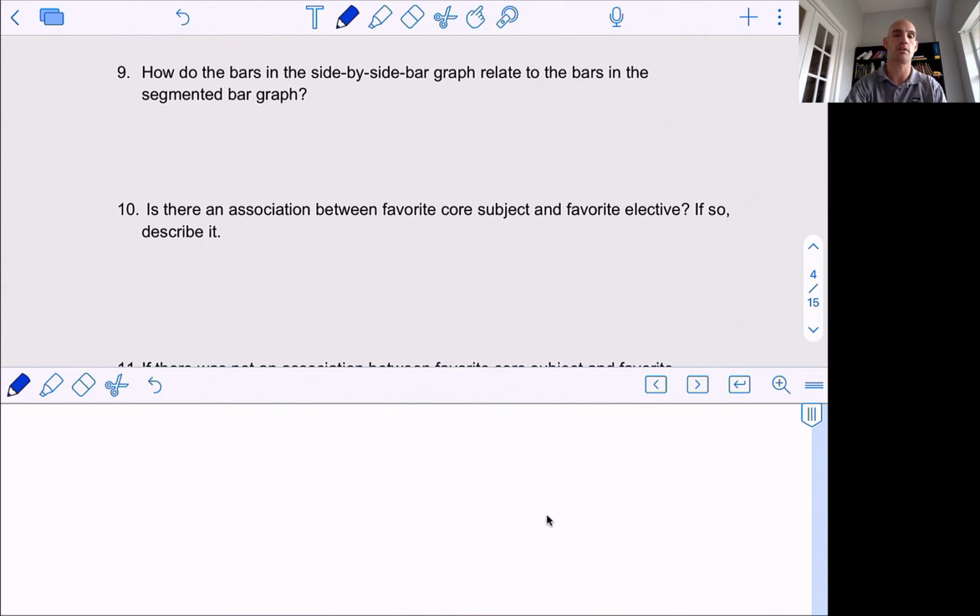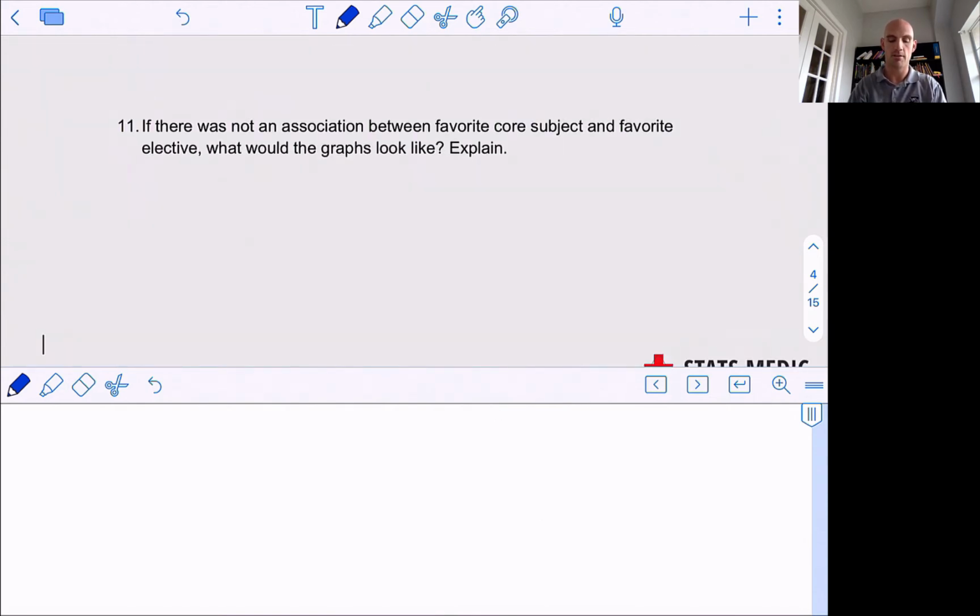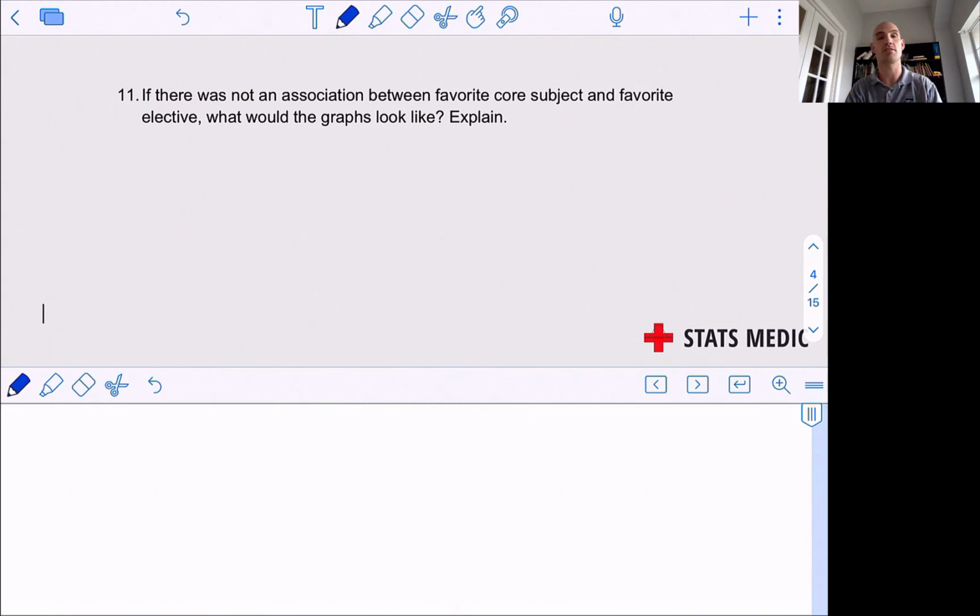Let's just think about this for a second. I actually want to bounce on to the next question and ask this in a different way. So if there was not an association between favorite core subject and favorite elective, what would that look like? If it wasn't true, if it didn't matter if a person said math or English, what would the side-by-side bar graphs look like? Or what would those segmented bar graphs look like? Well, if they're the same, so if there's no association, if it doesn't matter if you like math or English, they like technology the same. It doesn't matter if they picked math or English, they like PE the same.